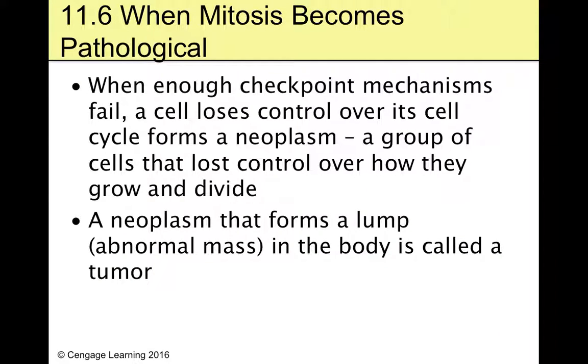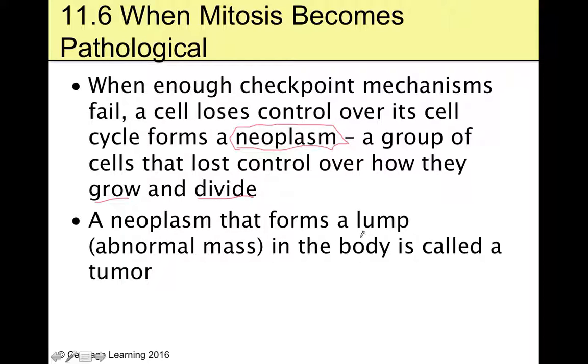All right, cool. So if enough of our checkpoints fail and a cell loses control over its cell cycle, then we can form some bad stuff. Cell cycle's there for a reason. We need it there. If it's not there, we can get a neoplasm. Neo means new. It's a group of cells that have lost control over how they grow and divide, which means they're going to divide whenever they want to, which is bad.